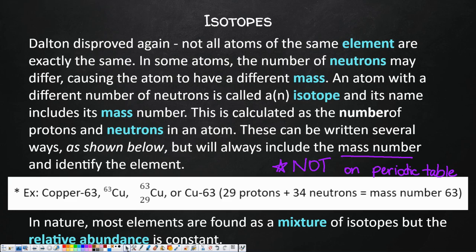Whenever we are differentiating our isotopes from our neutral atoms, we include the mass number in the name. So we can either put the element's name and its mass number with a hyphen. We can write it with the chemical symbol and just its mass number. We can use its symbol and a hyphen, or we can use something special called symbolic notation.